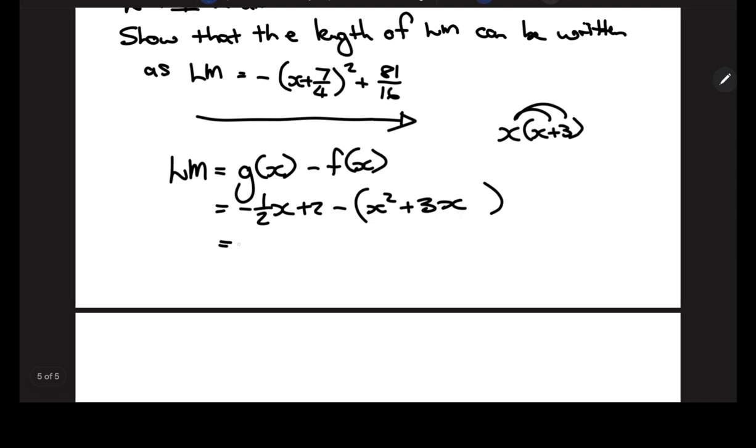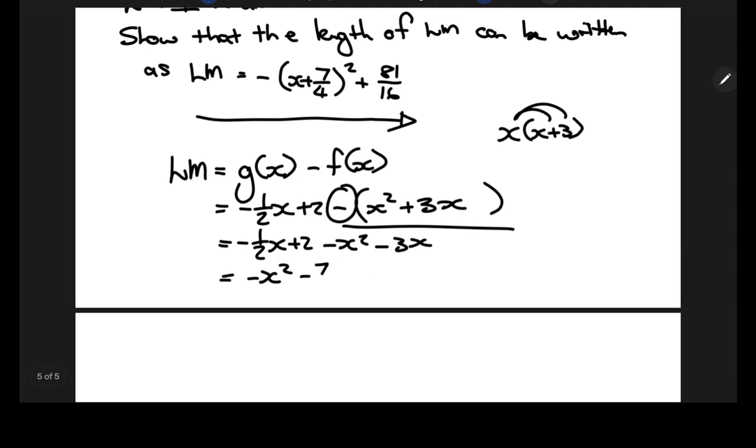Okay, and now we're just going to get rid of those brackets. Remember that this function needs to be in a bracket because there's a negative in front of it. So this becomes negative x squared, negative 3x, and then we're just going to simplify further. I've got negative x squared minus 3x minus half an x would be minus 7 over 2 x, and plus my 2. So that's the easy part, and now the difficult part starts.